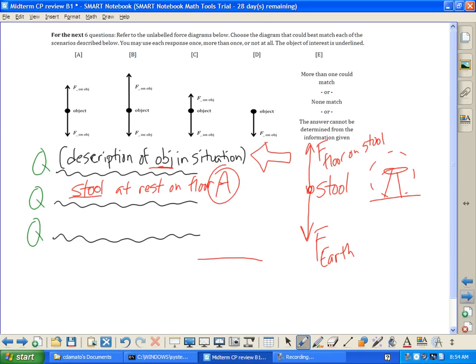Let's see. What if there's a situation that describes, say, a couple of acrobats? They're standing on each other. There's one standing on the head of the first one. And your object of interest, say, is that. If he's at rest, which of these force diagrams matches him?